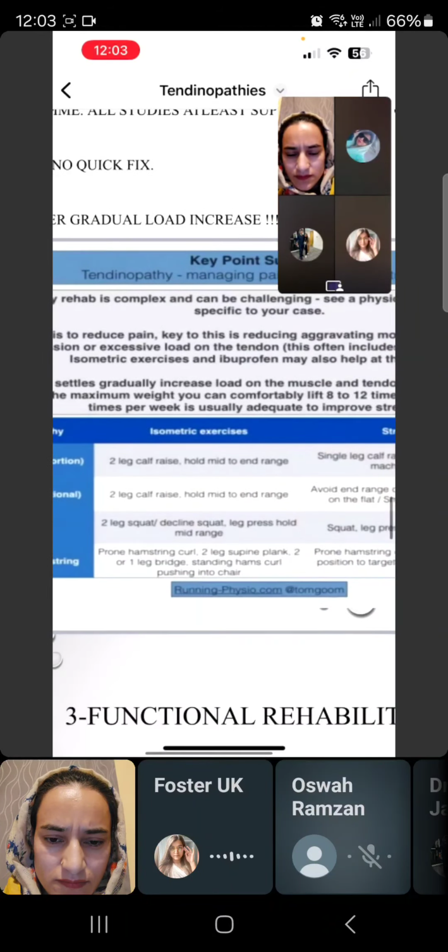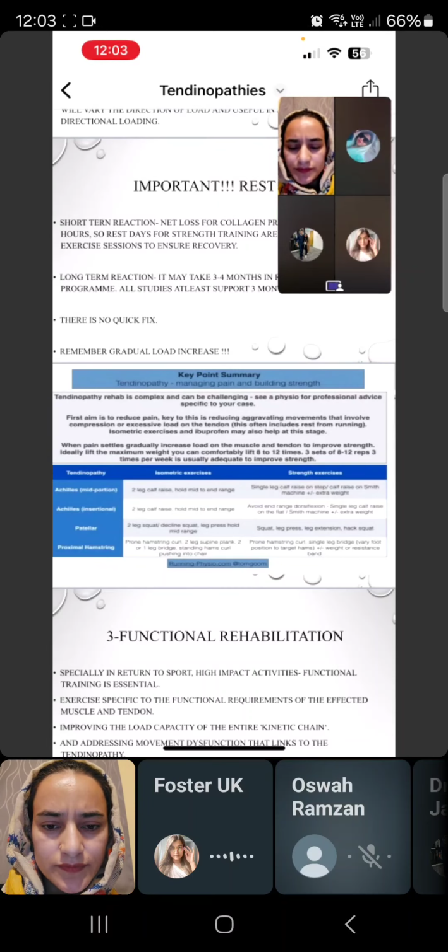I'll read that. This looks a bit important. The first thing: tendinopathy rehab is complex and can be challenging. See a physio for professional advice specific to your case. First aim is to reduce pain. It's pretty much the repetition of the same thing: reducing aggravating movement that involves compression and excessive load on the tendon. This often includes rest from running, isometric exercises, and ibuprofen may be helpful. When pain settles, gradually increase load of the muscle and tendon to improve strength. Ideally, lift the maximum weight you can comfortably lift for 8 to 12 repetitions. Same thing: 3 sets of 8 to 12 repetitions, 3 times per week, usually. Make sense? When we're working against load, rest time is important.